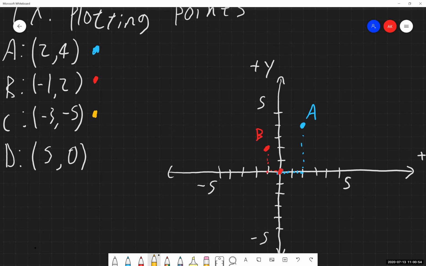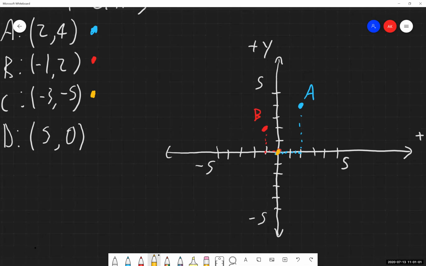Plot C with yellow here. Again, starting to see the pattern here. Starting from the origin, I'm moving 3 in the negative direction along the horizontal axis. So 3 to the left. And then I'm moving 5 in the negative direction along the vertical axis. So I'm going down 5. I have my point C right there. We'll label that.